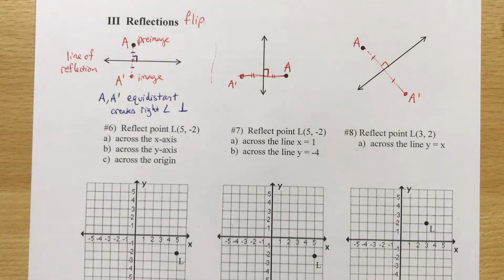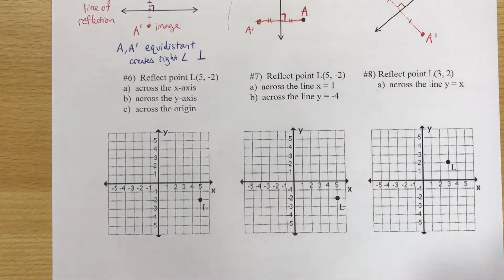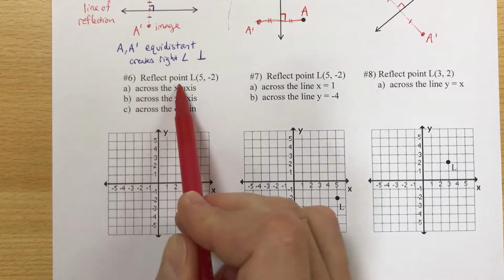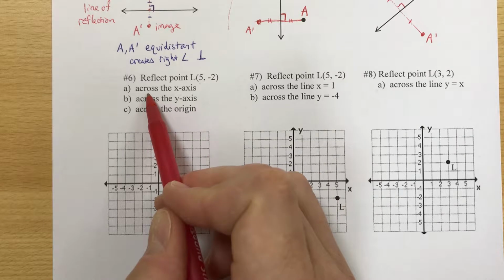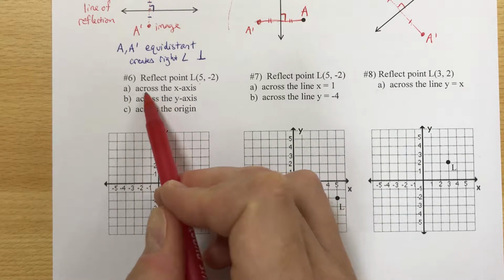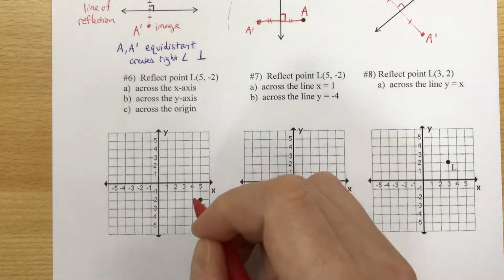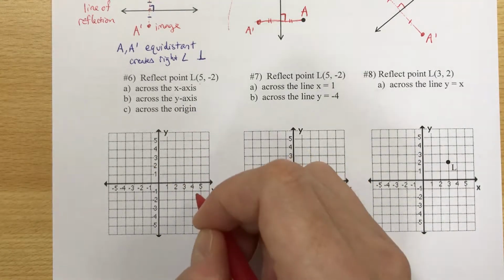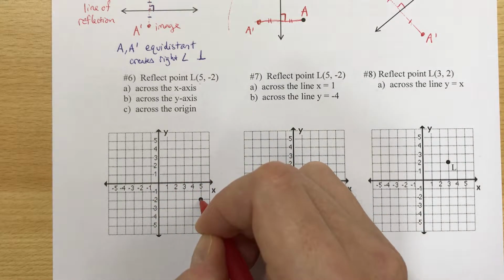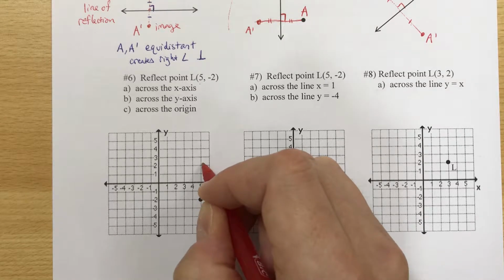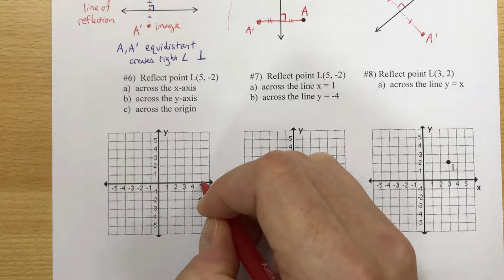Now, the nice thing is, we're going to do some examples here. On number 6, we can do a lot of this visually. So number 6 says, reflect point L, 5, -2, across the x-axis. We're going to do 3 things, part A, part B, part C. Across the x-axis, across the y-axis, and across the origin. If we go across the x-axis, here's the x-axis. Now that's horizontal. If we're below the line, that means we're going to flip it, reflect it, so that we're above the line.